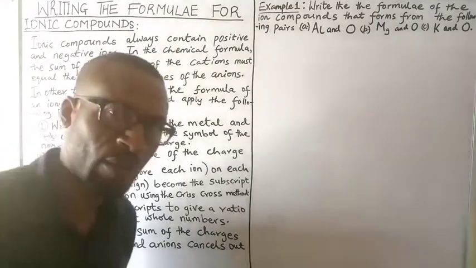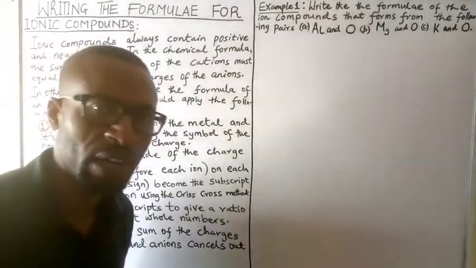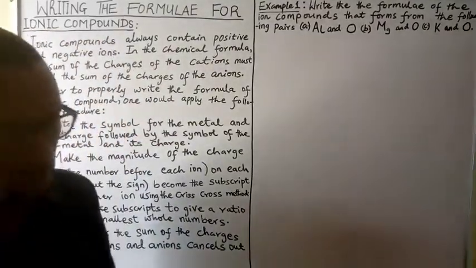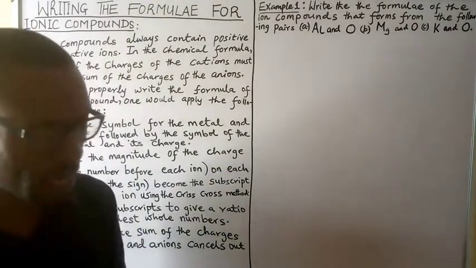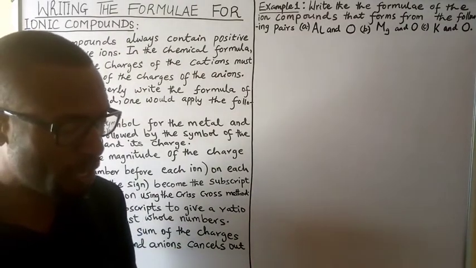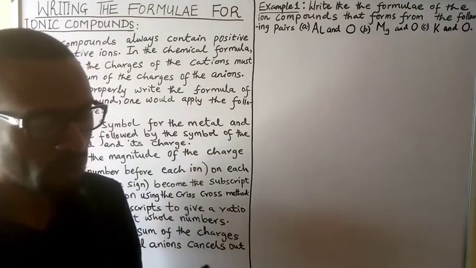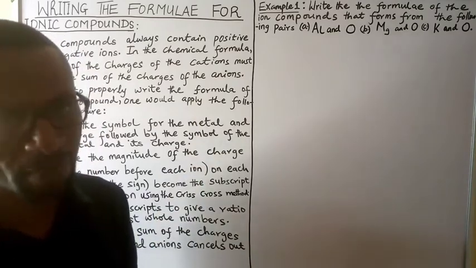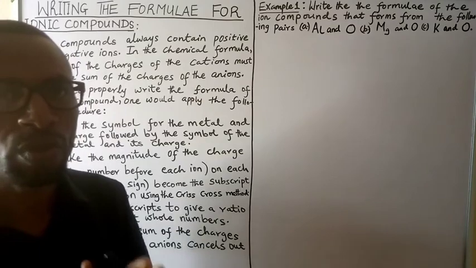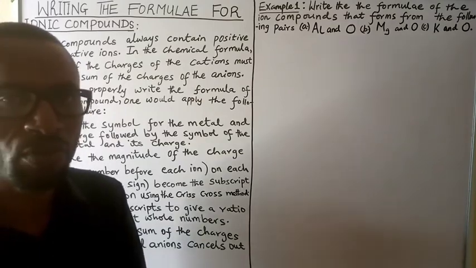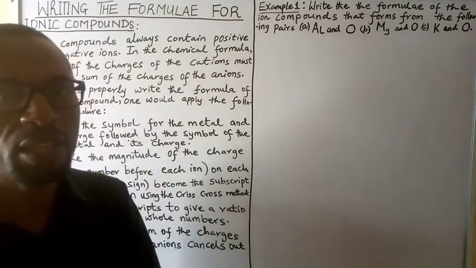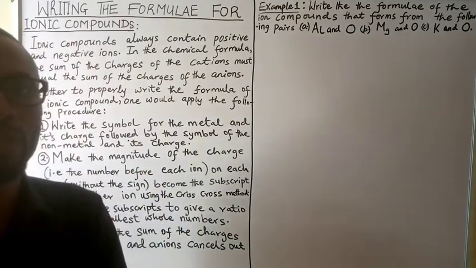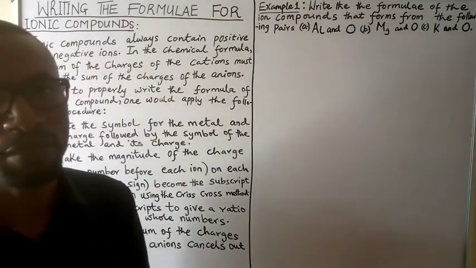Of course, the metallic component changes into a positive ion, the non-metallic component changes into what? A negative ion. So here you have the metallic component with a plus charge, and the non-metallic component with a minus charge. So the first rule is that you must write the symbol of the metal and its charge, then write the symbol of the non-metal and its negative charge.